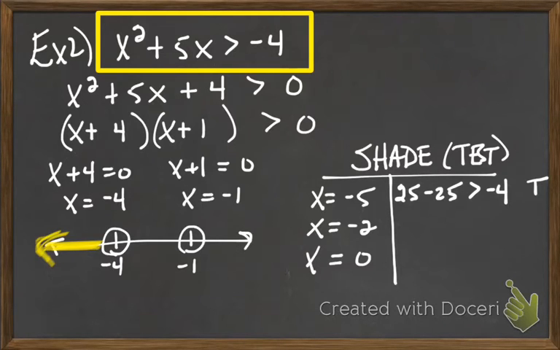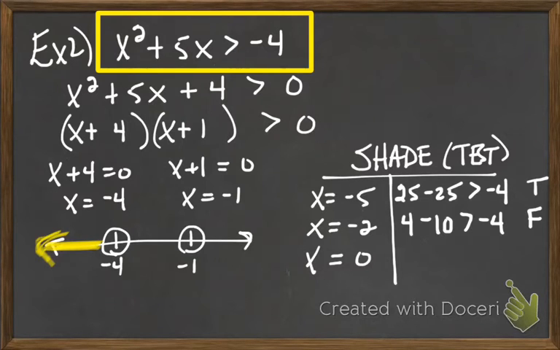All right, let's check -2. -2 squared in the original problem is 4 plus 5 times -2, that's -10. And we're checking to see if that's greater than -4. Is 4 minus 10 greater than -4? No, it's not, because -6 is not greater than -4. That's a false statement.